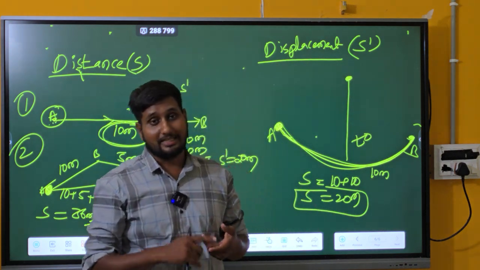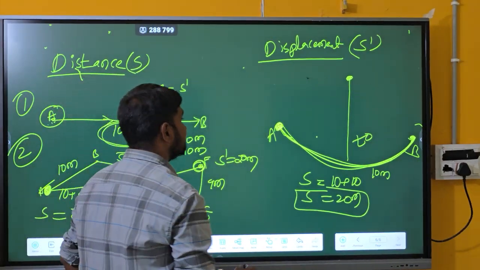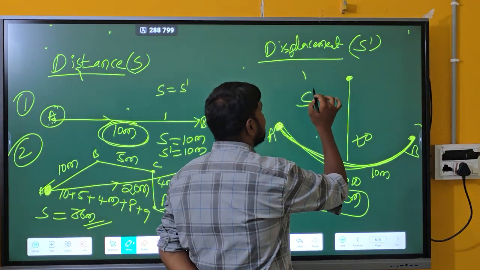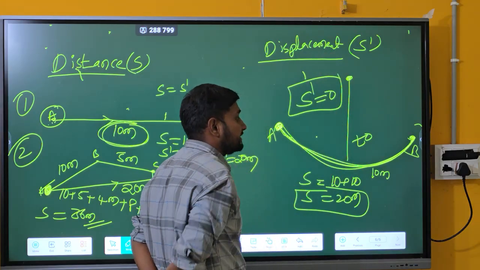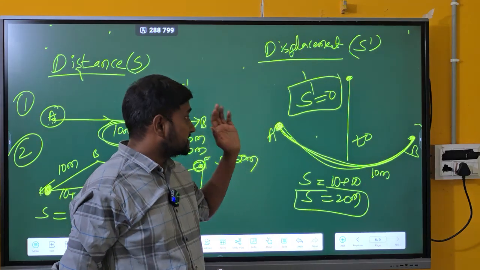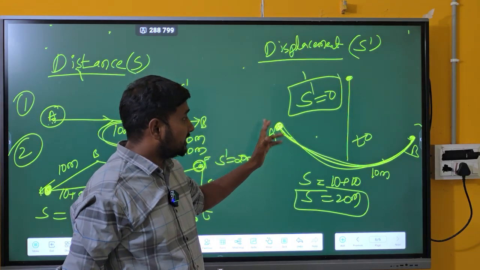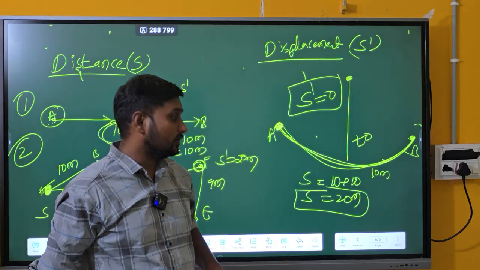When the starting position, the initial position, and the final position of the body are the same, then what happens? The displacement becomes 0. Okay, if the starting position of the body and the final position of the body are both the same, then the displacement is 0.